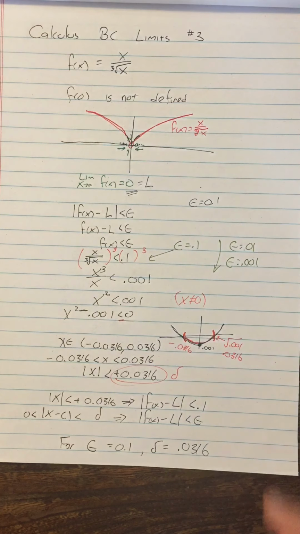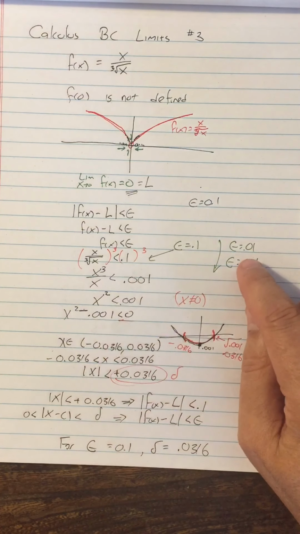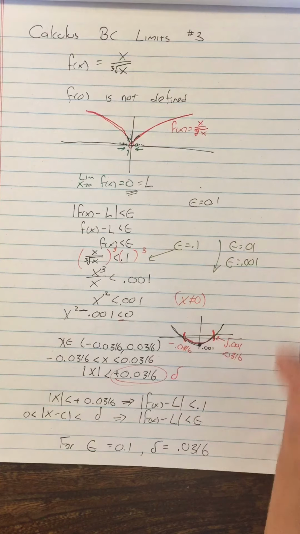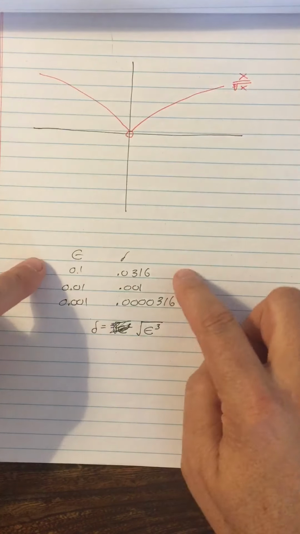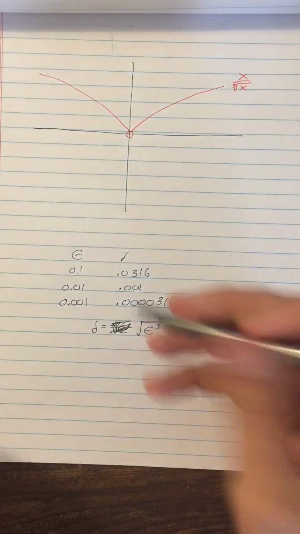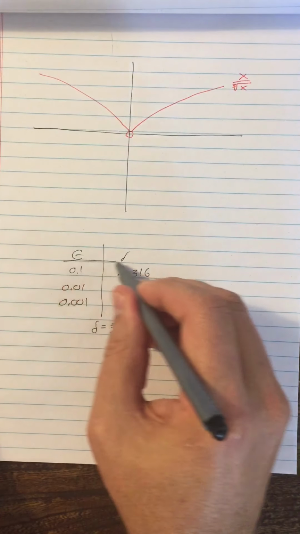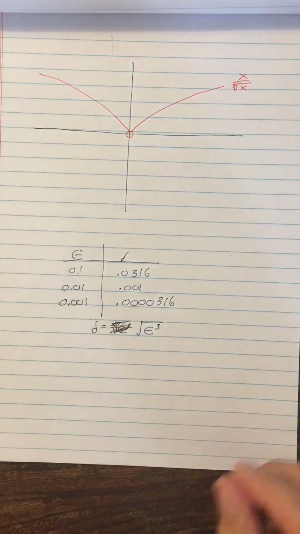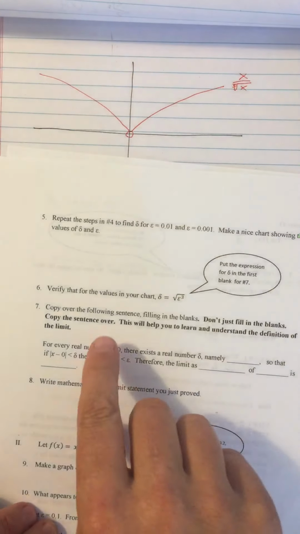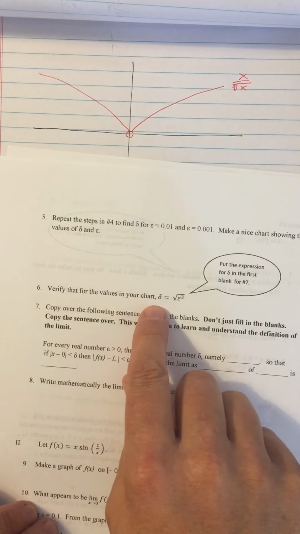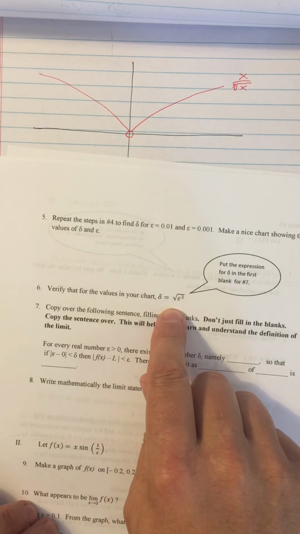All right, so having done this for 0.1 and now you've done it for 0.01 and 0.001, you've found the delta for each of those. You should have a nice little chart that sort of looks like this. I'm going to make it look a little more charty. There, is that charty enough for you? Hope so. And the next thing that I'm asking you to do with it is verify that delta is equal to the square root of epsilon cubed.